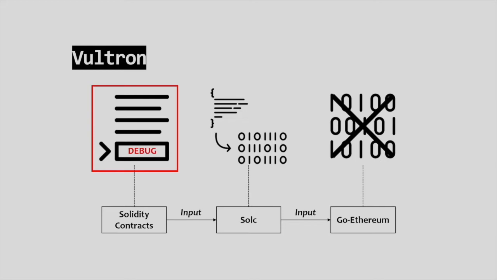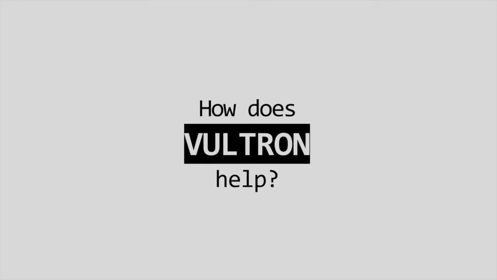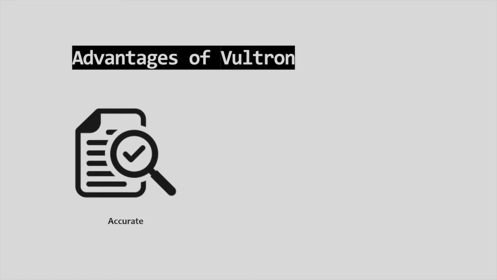execution dynamically during runtime. How will Vultron help in the development of a secure smart contract? Firstly, Vultron will check for vulnerabilities during runtime, which can detect issues that would not be easily detected through a static approach. Vultron ensures that each detected vulnerability can be exploited and does not generate false positives or false negatives.